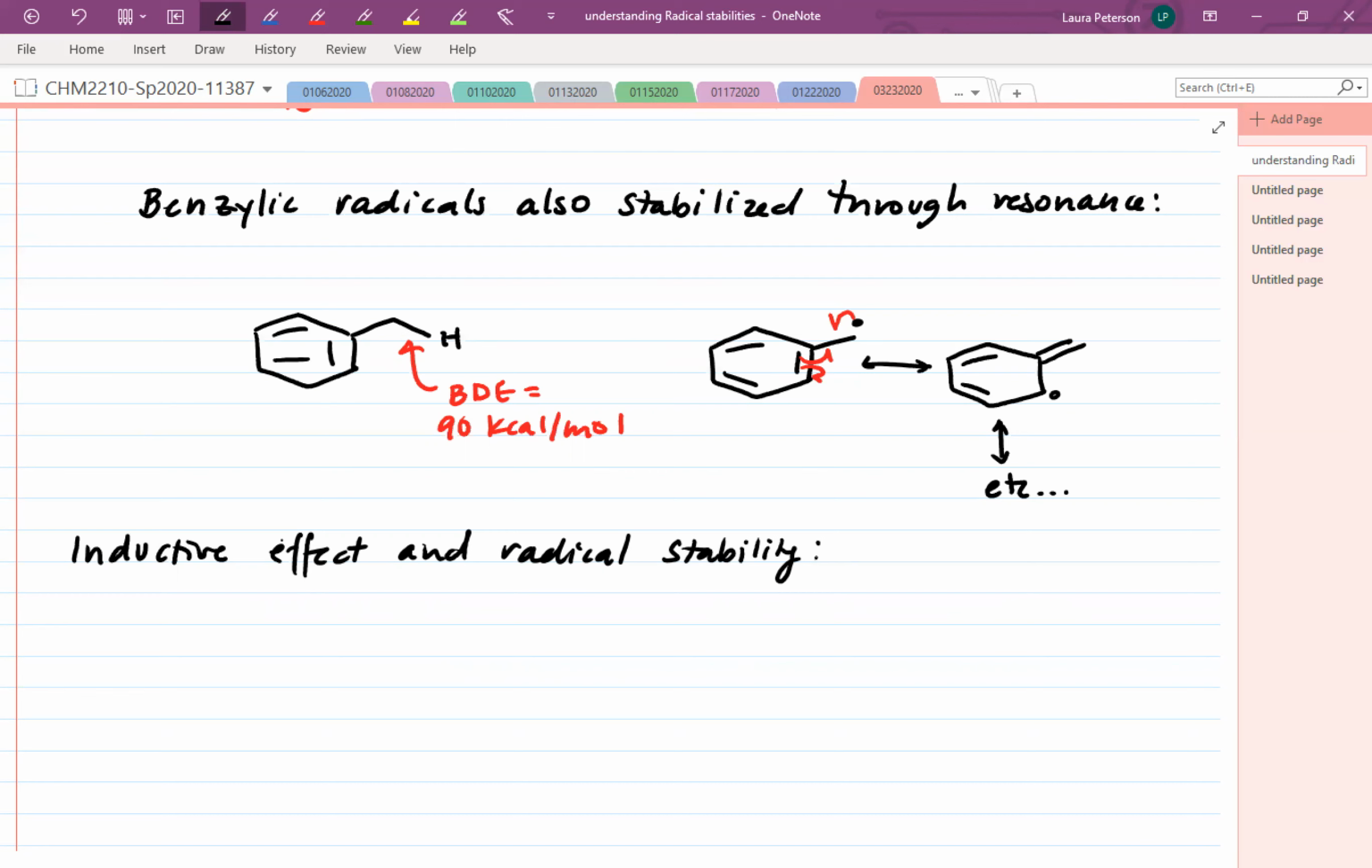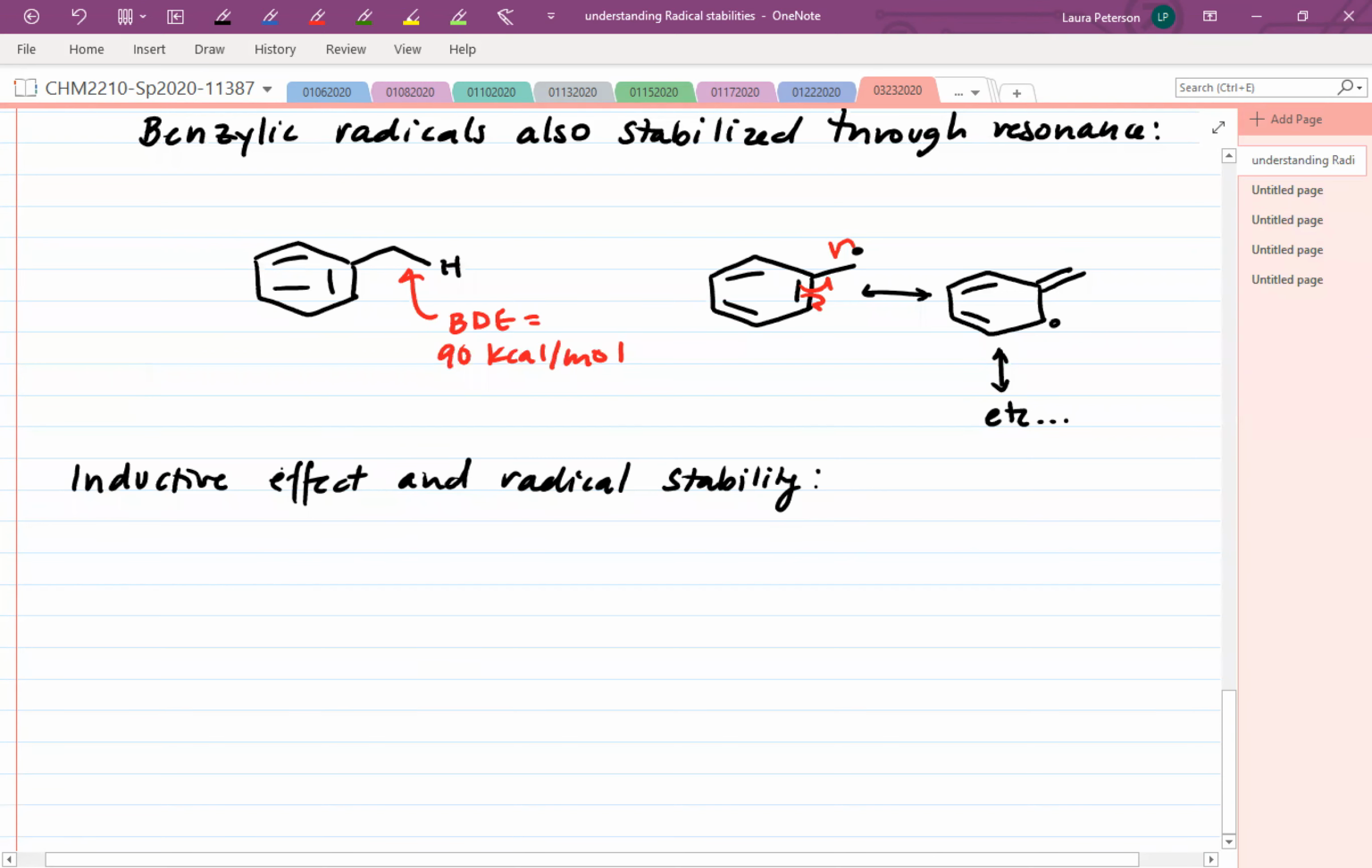So a radical, being near an electronegative atom would be less stable than if that electronegative atom was absent. And that's because the electronegative atom is stealing electron density through the sigma bonds, destabilizing the already electron deficient radical. So let's just look at one example of that. Let's just imagine we had this trifluoromethyl substituted radical, and we're going to compare it to just some other generic secondary radical.